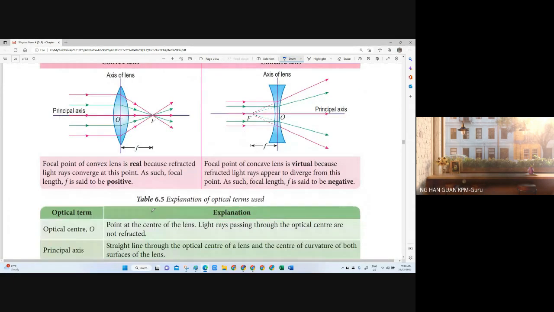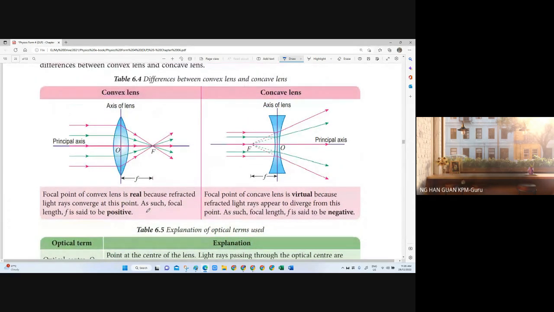Okay, so for the Form 4 students, you need to learn about the characteristics of the image. We have the real image, we have the virtual image, and upright, inverted, and magnified, diminished, same size. All these are the characteristics of the image formed by the convex and concave lenses.